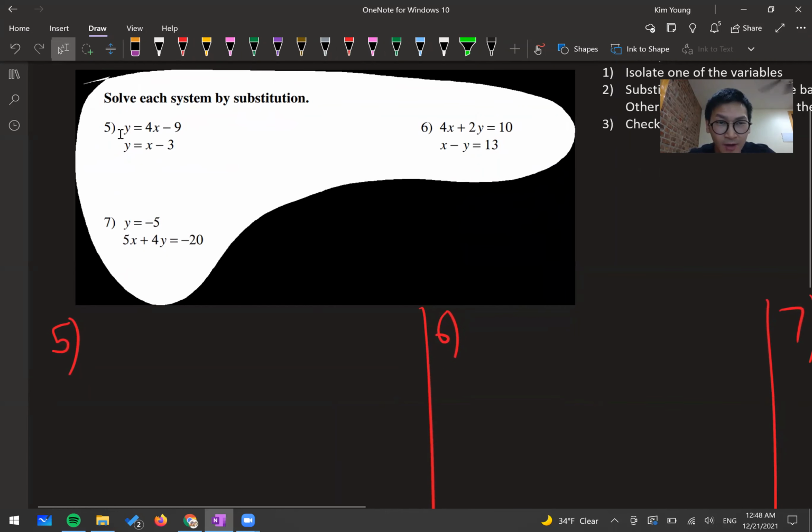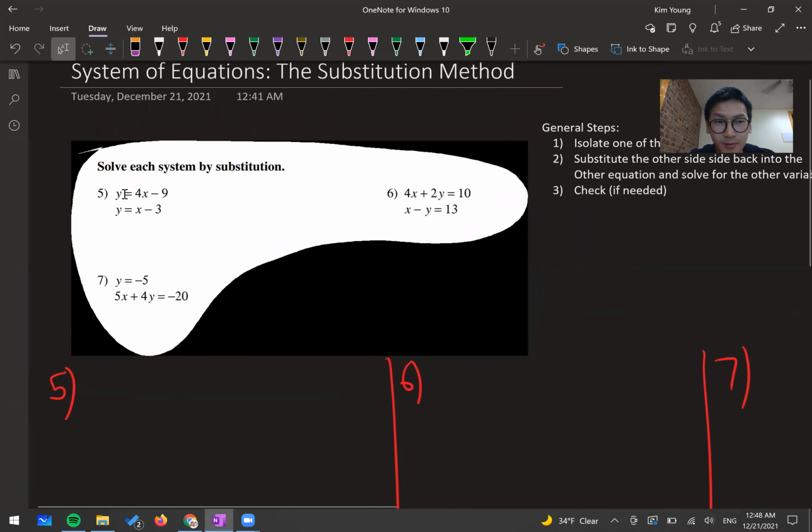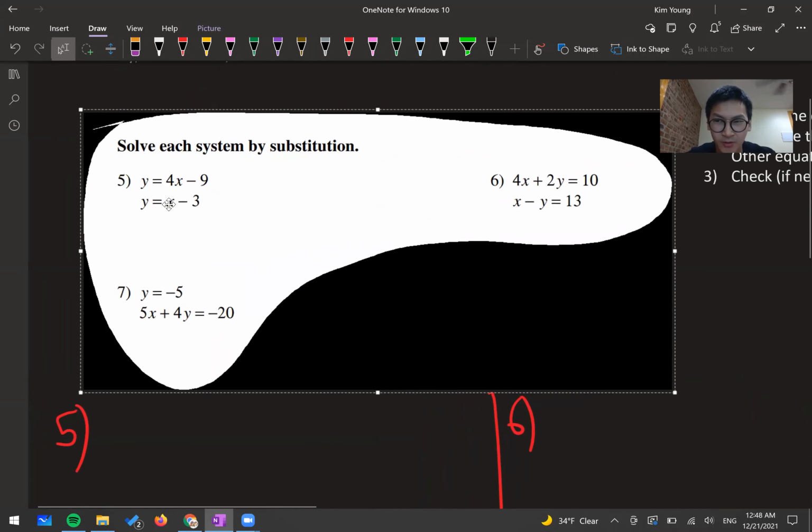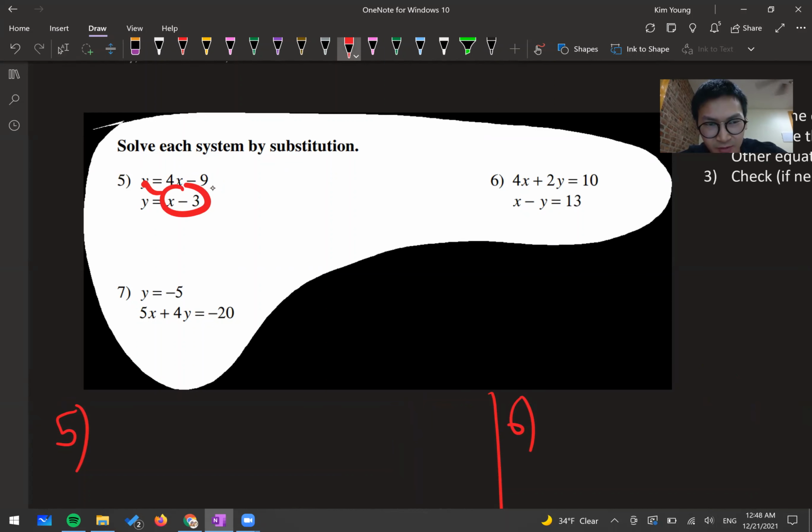Okay, so number five. Here you don't really have to do step one because y is already by itself on both sides. And then here you have some options. Since you have y equals this and y equals this, you can either substitute this 4x minus 9 into the second equation here, or you can put this x minus 3 into the first equation.